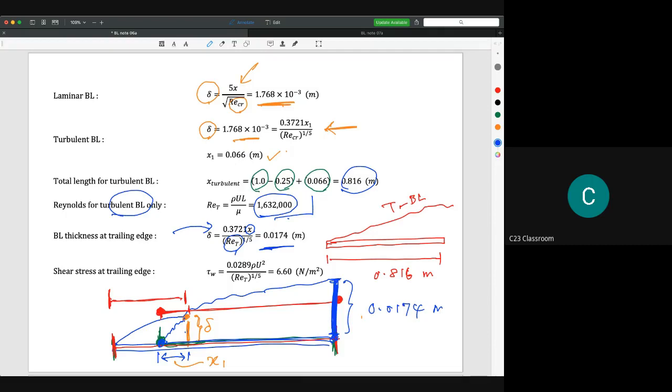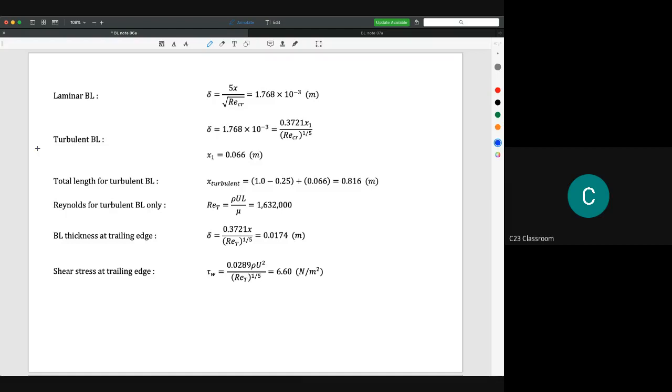Again, we could calculate the shear stress at the trailing edge. We use the shear stress from the 1/7 power law boundary layer. So we get this is the tau wall, and as we substitute all the values, the Reynolds number here is these numbers. Then we get tau equal to 6.60 Newton per meter square.